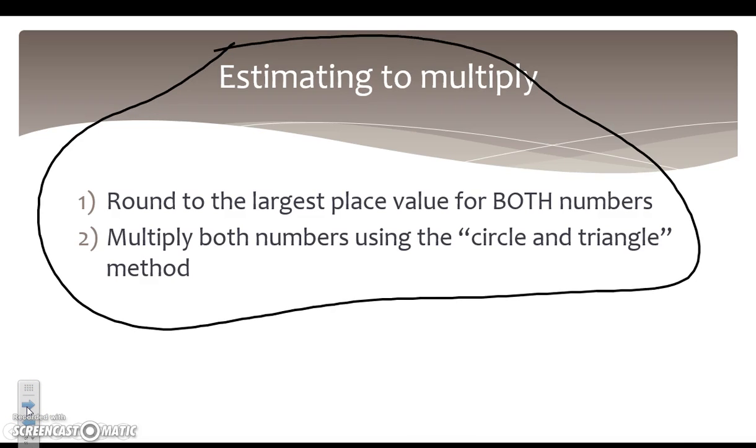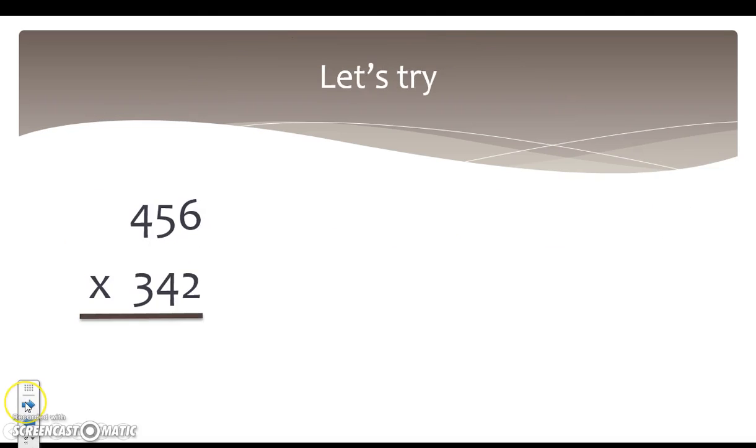So to estimate to multiply, you need to round first to the largest place value for both numbers. We'll talk about what that means. And then you need to multiply both numbers using the circle and triangle method. And that should be familiar to you already. So we're going to review it as well.